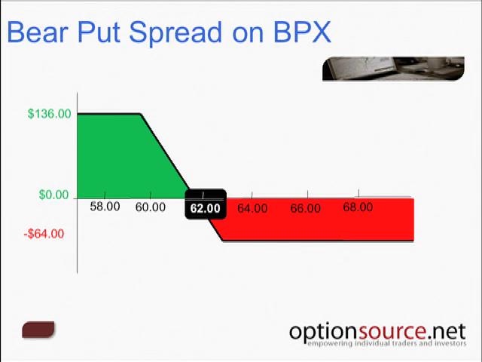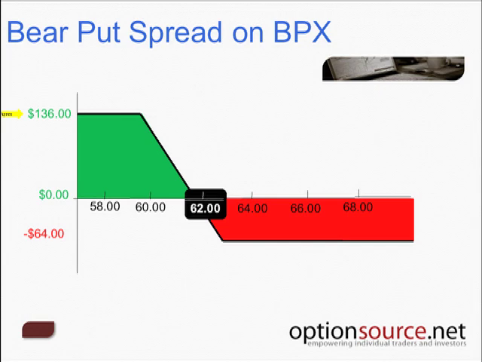So again, here's a typical risk graph for a bear put spread. In this case, we have it illustrating this particular strategy on the BPX. And as you can see very clearly here, our maximum risk exposure has been lowered to 64. So no matter how wrong we are on this particular trade, we cannot lose more than the amount that we've put out for the spread, which is of course $64 per position.